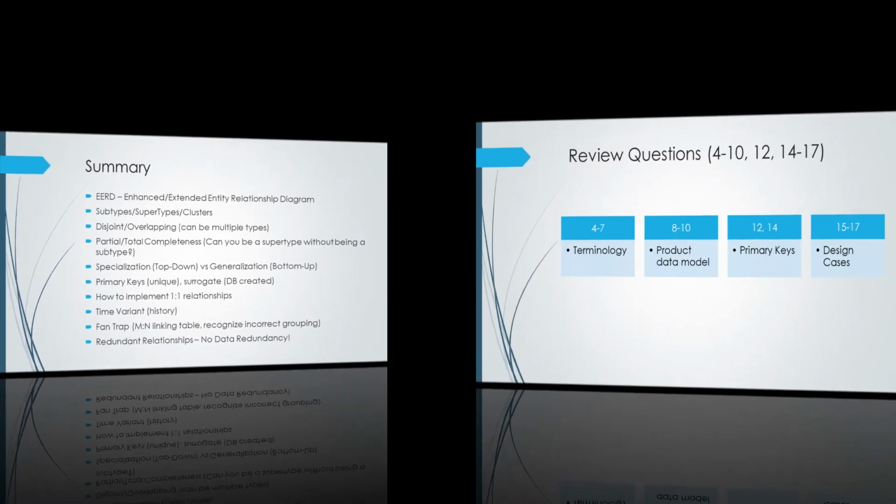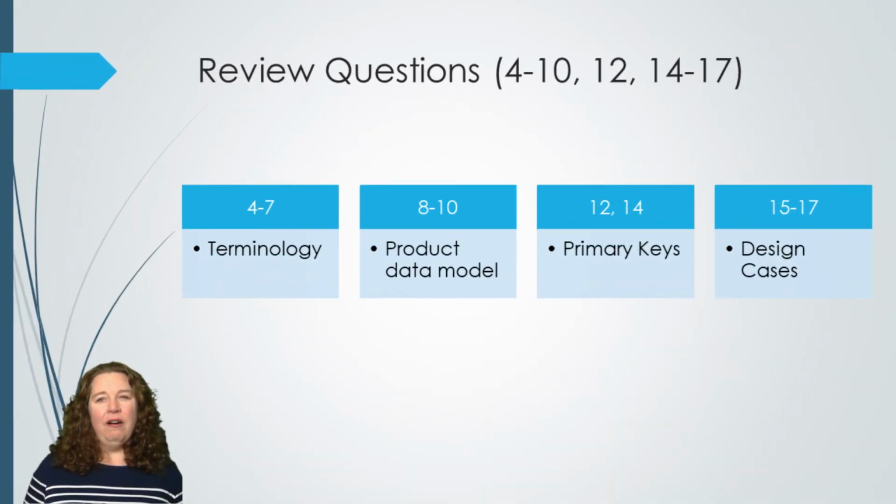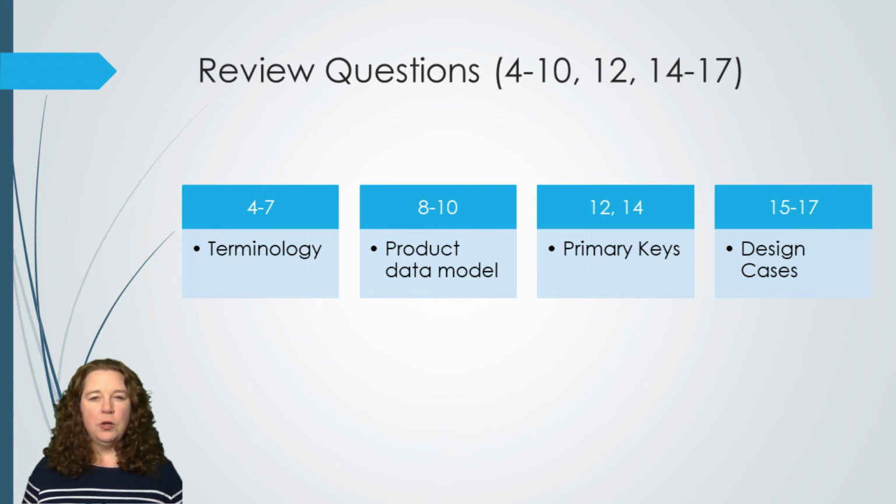Okay, let's talk about your homework. There are a couple review questions. I kind of broke them out by what type of review question they were to give you a heads up about what you're going to be doing. 4 through 7 are pretty much terminology. What does this word mean? What does that word mean? So those should be pretty easy. 8 through 10 uses the product data model to play around a little bit with that EERD. Okay. 12 and 14 reference those primary keys, and then 15 through 17 are what would you do in this case that are similar to our design cases. So these are the review questions that you're going to be doing, and then we have our problems.